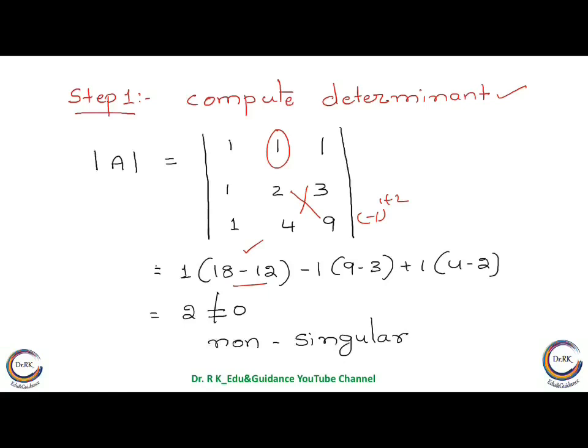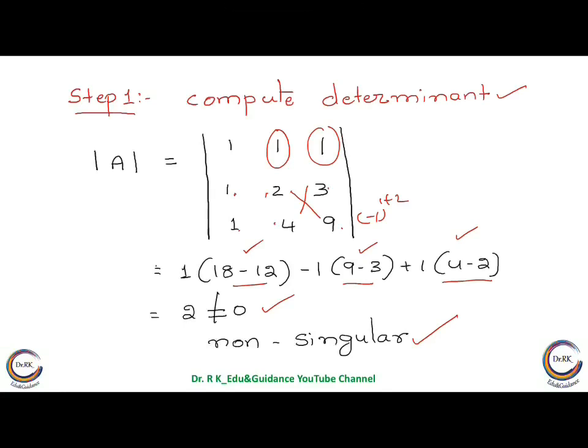And leaving that row and leaving that column, 1 into 9 minus 3 into 1, plus 1 into, leaving that row and leaving that column, 1 into 4 minus 2 into 1, that is 4 minus 2. So that means we'll get det of A is 2, which is not equal to 0. Therefore, it is a non-singular matrix. Therefore, we can proceed further. If it is equal to 0, then we stop here and we say A inverse doesn't exist.